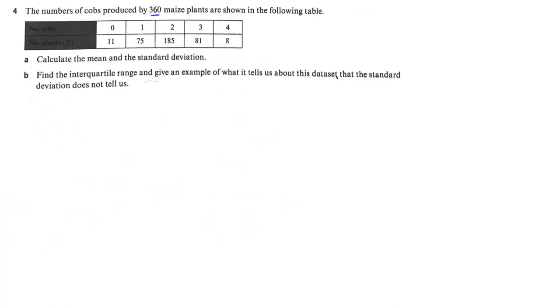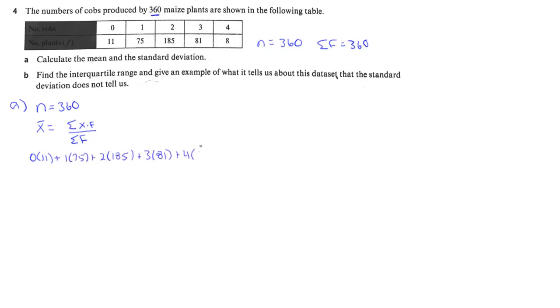In problem number 4, they give us this table that's got 360 pieces of data on it. The sum of the f's, the frequencies, is going to be 360, and they want us to calculate the mean and the standard deviation. Alright, so if we know that n is equal to 360, that's good, that saves us a little bit of work. And to find the mean, we're going to take the sum of all the x's times their frequencies and divide by the sum of the frequencies. It's going to look something like this. And when I get that, I'm going to find out that the mean is going to be 2.